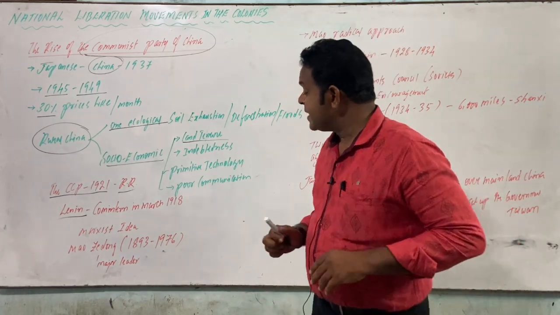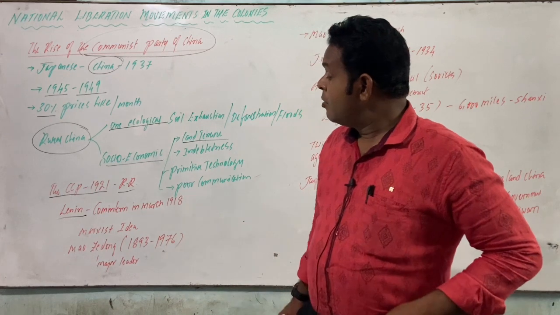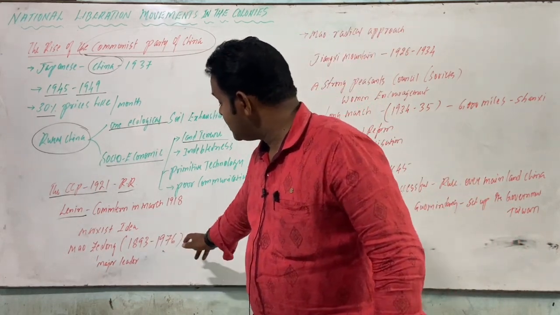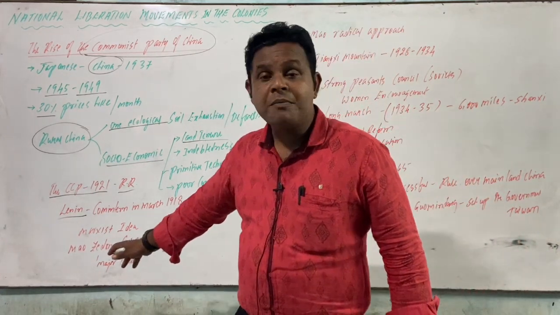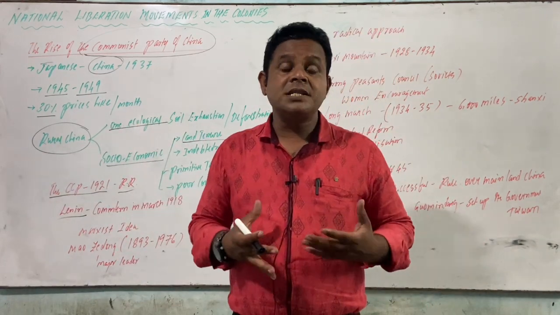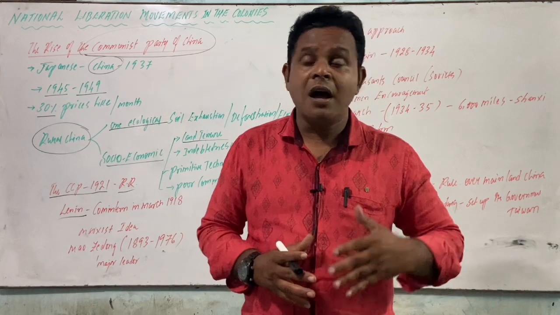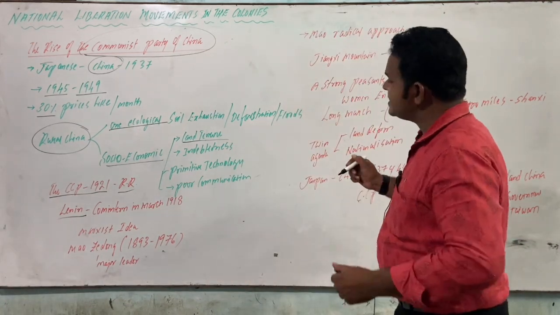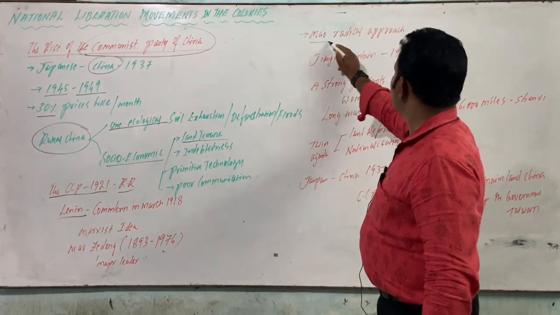So at that time, the person who was coming was Mao Zedong, 1893 to 1976. He became a major leader of the CCP. And what was his ideology? What was he trying to do for China? He started a radical approach.